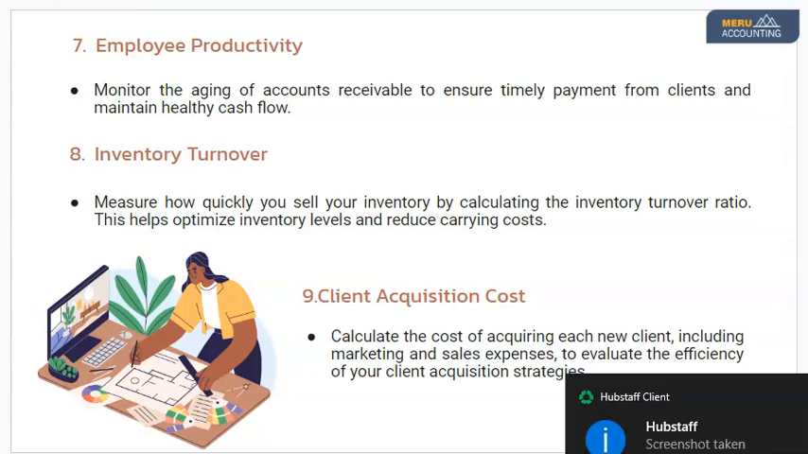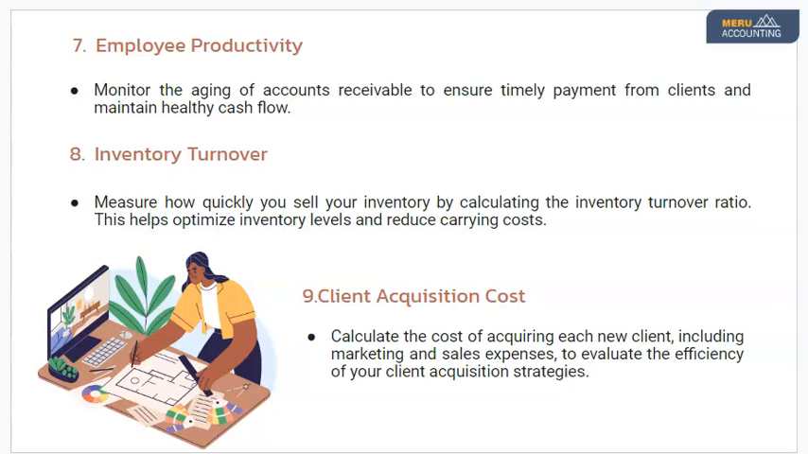The employee productivity indicator will calculate your employees' productivity, how much they are working on the project, how many working hours they are giving to a project, and how much revenue you've been generating per employee. Inventory turnover. This indicator will measure how quickly you sell your inventory by calculating the inventory turnover ratio. Like if you are selling some furniture, paintings, some aesthetic stuff, pots, chandeliers, this all will be calculated in this indicator.